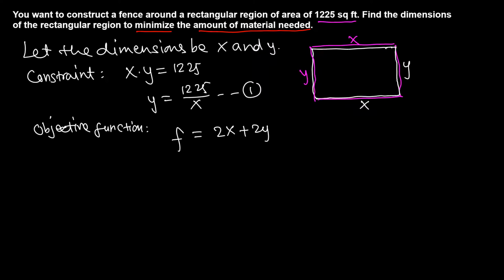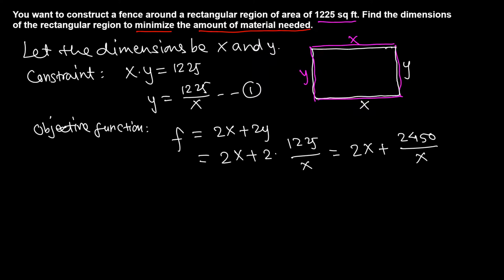Now we need to write this objective function in only one variable. So use equation 1, replace y by 1225 over x here. So this is 2x plus 2 times 1225 over x. We can multiply, don't have to, but let's multiply anyways. 2x plus 2450 over x. This is the objective function. Now we want to optimize. In this case, we want to minimize this. So let's find the derivative of this function.